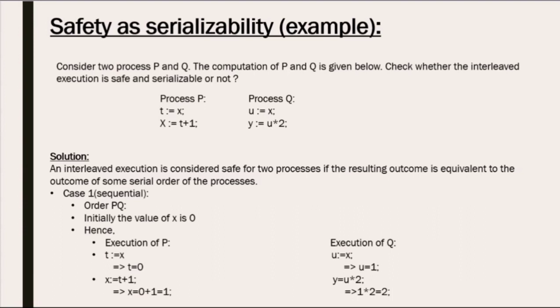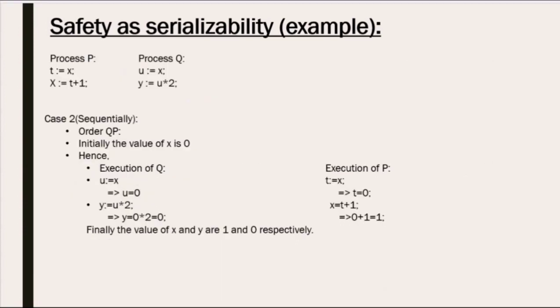Now let us move to the second case. In the second case, we are going to execute process Q followed by process P. After the execution of process Q, we will get the value of u as 0 and the value of y is also equal to 0. Now we will move on to the execution of process P. From process Q, we have got the value of x as 0, so the value of t is also equal to 0. And we should also find the value of x. The value of x is given as t plus 1. We know that the value of t is 0, so the value of x is 0 plus 1, which is equal to 1. So we can conclude that the values of x and y are 1 and 0 after the execution of Q followed by P.